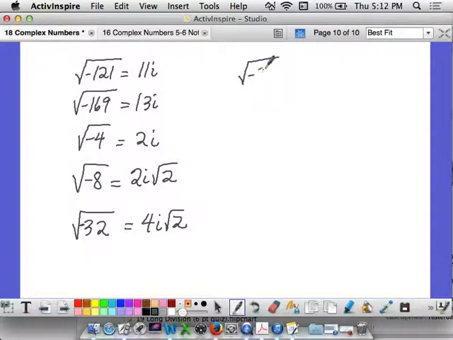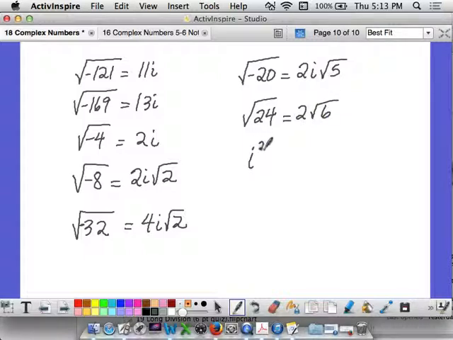Sometimes they're going to throw in like the square root of negative 20. That's going to be 2i square roots of 5. Then they'll say, okay, the square root of 24. Notice that it's not negative, so you're just simply breaking that down to 2 square roots of 6. If I have i to the 27th, what you would say is 4 will go into 27. How many times? It'll go in there 6, which is 24. 25, 26, 27. That leaves you i cubed. So that final answer is negative i.